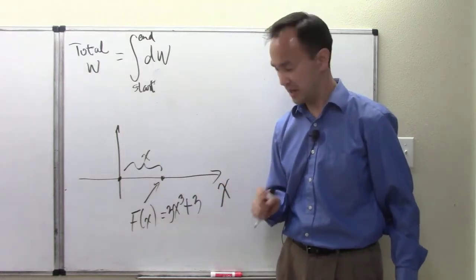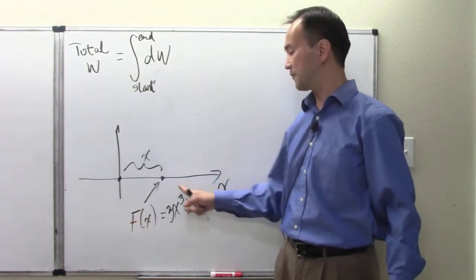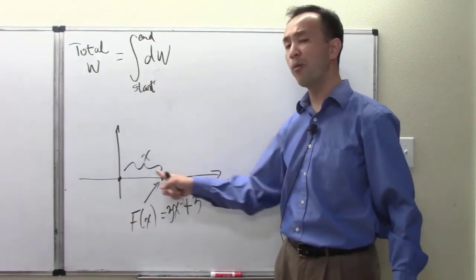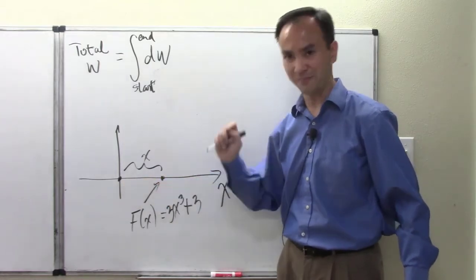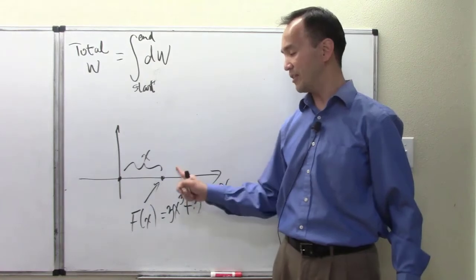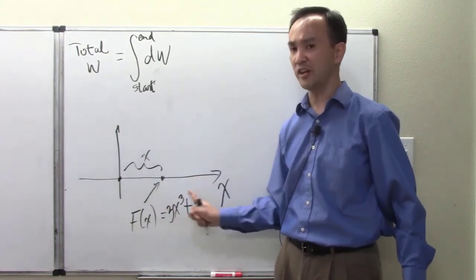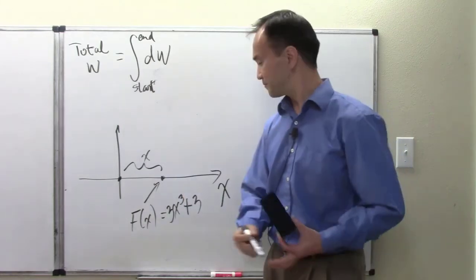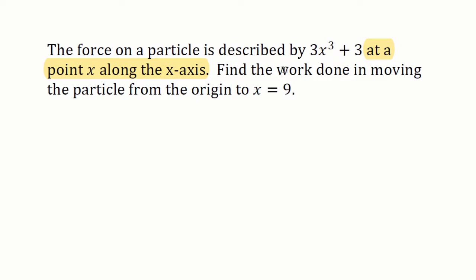So this function right here generally represents our force amount at any single point where our particle is, after making some x distance away from the origin. All right, and so now you can see it's a clear situation here where force is changing. Okay, and so now, where's the path? The problem is asking: find the work done. Find the work done in moving the particle from the origin to x equals 9.